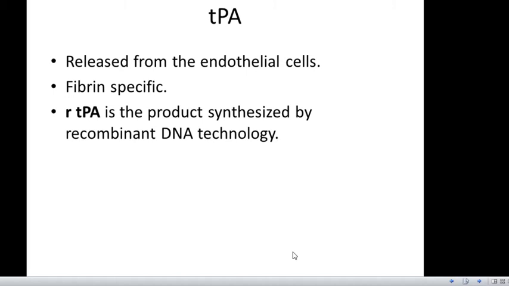Tissue type plasminogen activator is released from the endothelial cells. It is said to be fibrin specific because it can activate only that plasminogen which is bound to fibrin. The plasmin generated in the fibrin clots dissolves these clots to give rise to the soluble FDPs. At present, TPA is being manufactured by recombinant DNA technology, and the product is called RTPA.